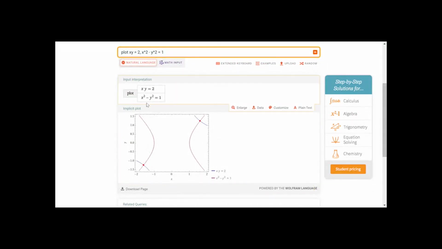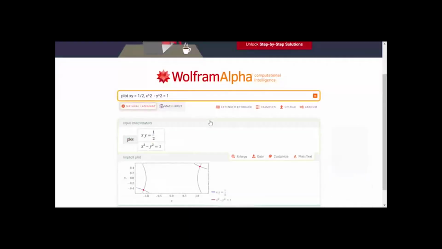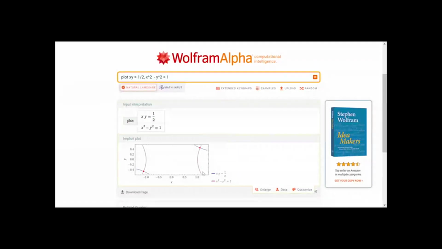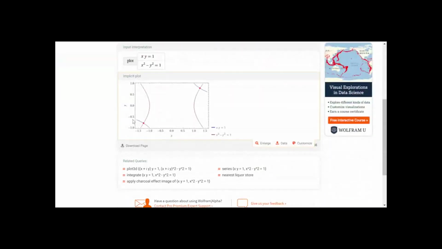x squared minus y squared. No, sorry, wait. Let me try xy equal to half. I'm just scaling it down, just shrinking it. By changing that 1 to half, I'm not changing it much. So actually these two don't look the same here, but they are the same shape, except one is rotated by 45 degrees.